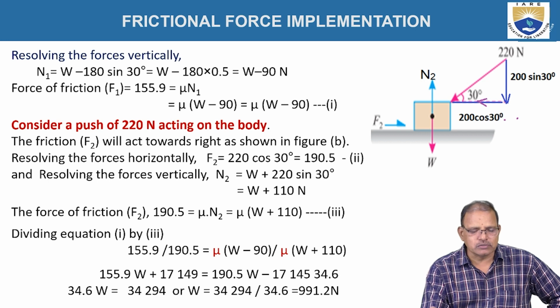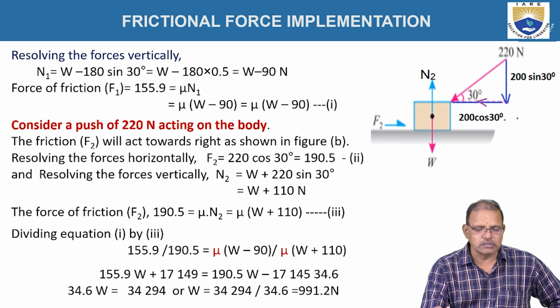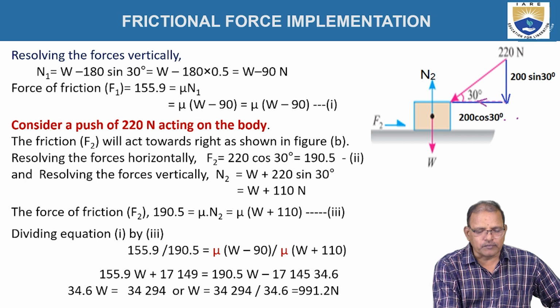But the friction force is F equal to mu into N, where mu represents the coefficient of friction between the contact surfaces and N1 represents the normal reaction. It can be written as the friction force equal to mu into (W minus 90), which is equation number 1.